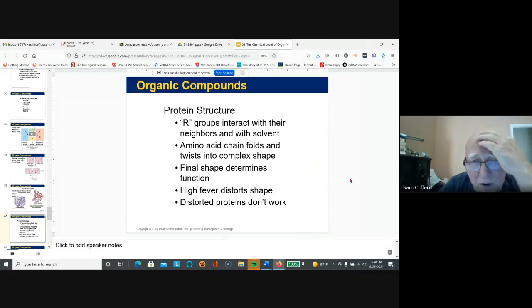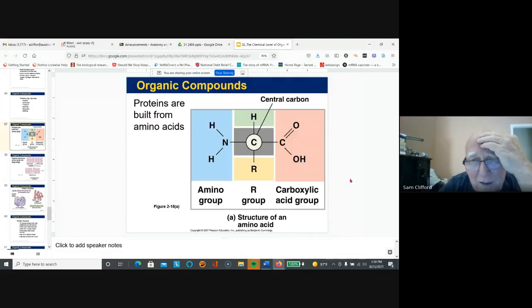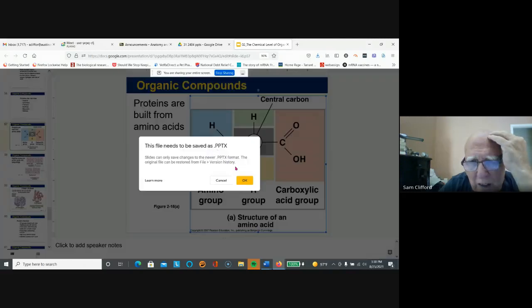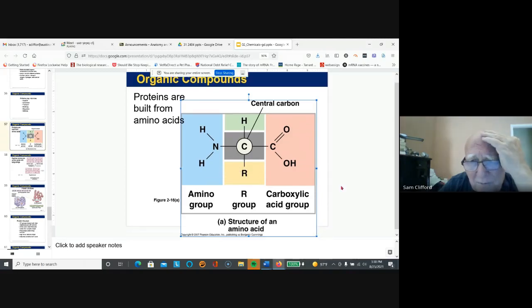We talked about the R group. Go back to the R group. There it is right there. The R group determines the characteristics of these amino acids because all amino acids have this amino group and this carboxyl group. So the R group is going to determine the different characteristics and properties of amino acids.